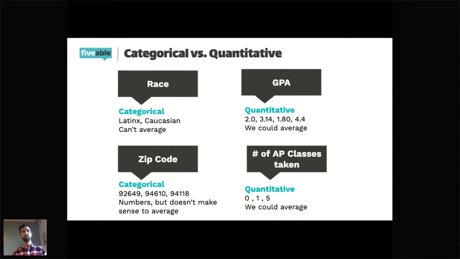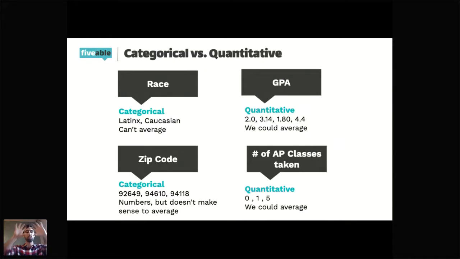On the other side, we have what's called quantitative. Again, quantitative is a number, and it makes sense for you to average it. So GPA is a quantitative variable. Below that, you'll see some examples: 2.0, 3.14, 1.8. We could average those and get the average GPA of whatever population we're looking at or whatever sample we're looking at. So we're going to go back and forth between population and sample.